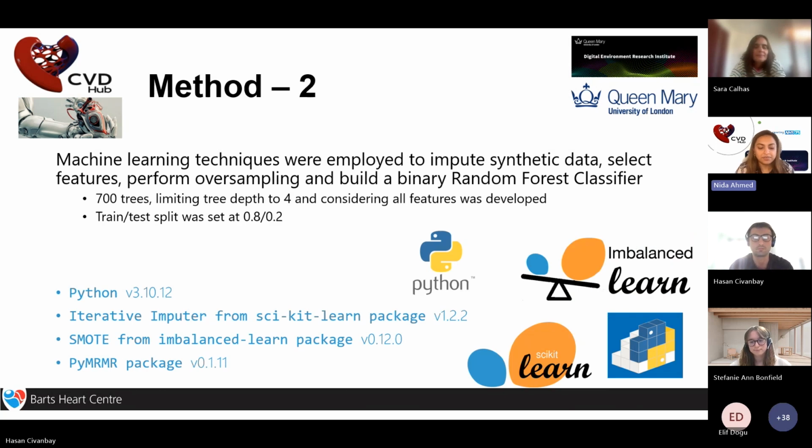We used iterative imputer to impute missing values. What we did was we put in all of our 75 features that we had available, then used PyMRMR to select the top 20 of those. We tried to balance out the data set. You will see the breakdown a little later on, but for now, our data set was imbalanced in terms of the event rate being much lower. So we used oversampling to counter that. And then we instantiated a binary random forest classifier, and the top 2 bullet points essentially tell you the detailed specifics of our model.